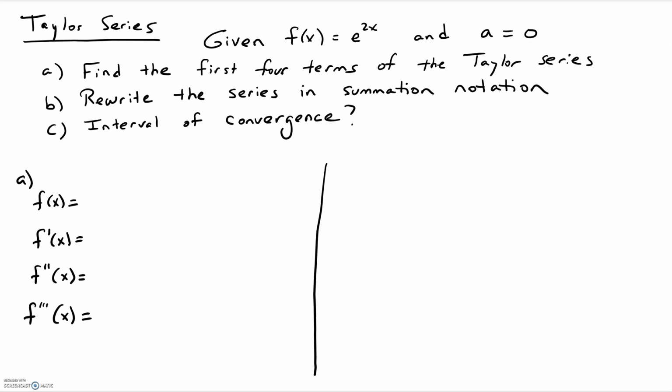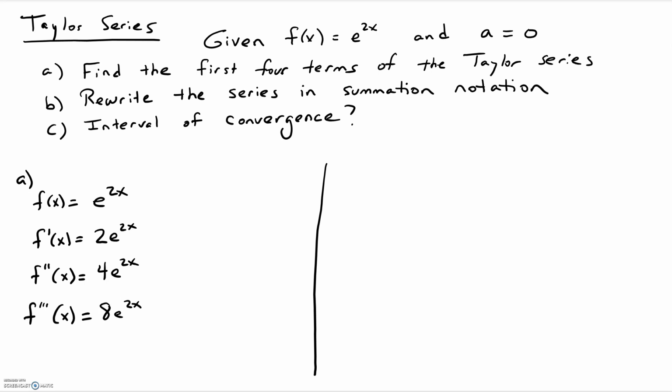So in order to calculate the terms of our Taylor series, we need to look at the function and its derivative. Well, our function is e to the 2x. And the first derivative, using the chain rule, is 2 times e to the 2x. And if we were to take the second derivative, continuing to use the chain rule, we get 4e to the 2x, and so on.